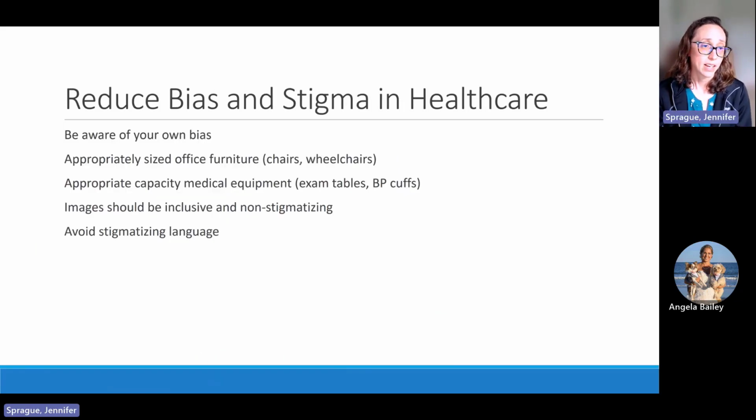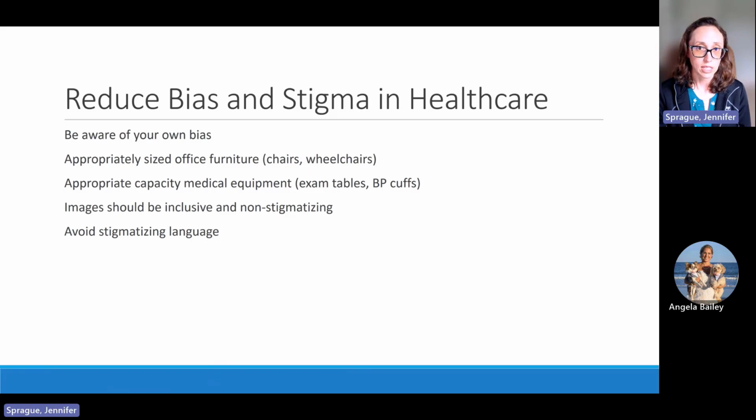So, ways to reduce bias and stigma in healthcare. First, be aware of your own bias. Take this test. Second is the environment in your office. So it's really important to think about having appropriately sized office furniture, appropriate capacity medical equipment, things like chairs that are wide enough for your patients or can handle the weight of your larger patients.